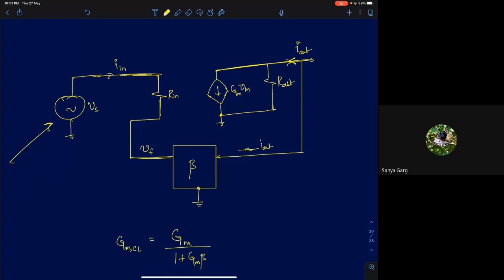So now at the output, see here I'm putting this feedback network has to sample all the current and it has to generate a voltage which should be independent of Rn. So what should be the ideal impedance seen here at this terminal for the feedback network? The voltage Vf should be independent of what I'm connecting here. So what should be the impedance seen at this terminal?